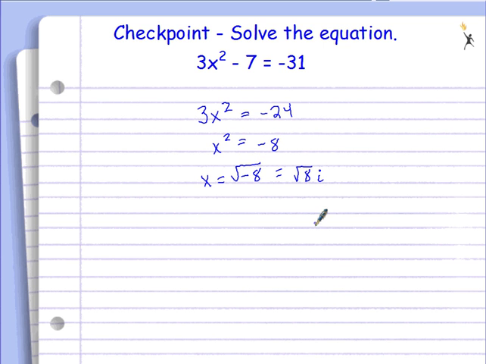And then ask yourself, can I fix the square root of 8? You should be able to. The square root of 8 is the same thing as 4 times 2, and 4 being my perfect square. So you'll get 2 square root 2i.